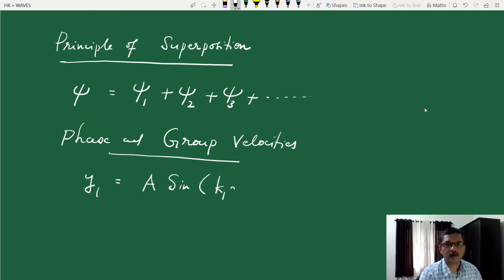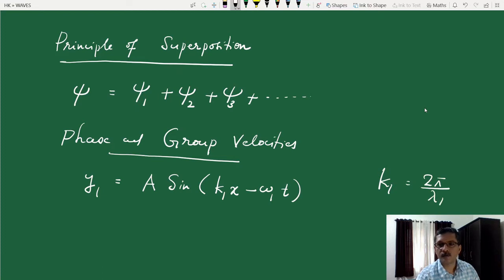So a sin of k1 x minus omega 1 t. We know that when you write it like this, kx minus omega t or omega t minus kx, it represents a wave traveling along the positive x direction. So what is this k1? k1 is the wave number. It is 2 pi by lambda 1, where the wavelength of the first wave is lambda 1. And what is omega 1? It is the angular frequency. It is 2 pi nu 1.